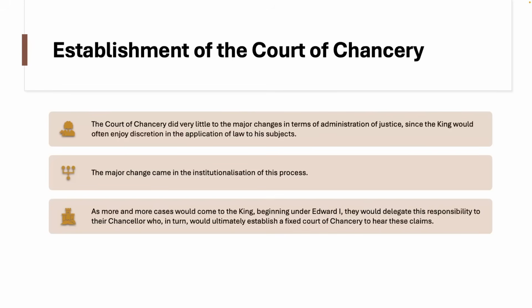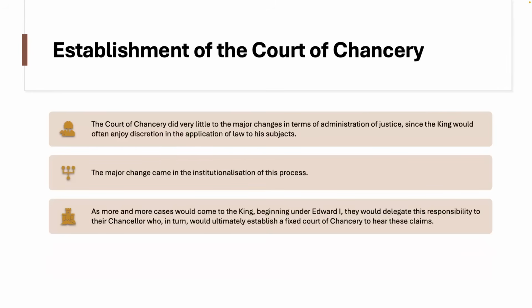Essentially, as more and more cases would come to the king, the king themselves, who at the time was Edward I, would have to delegate this responsibility to their chancellor. Because there were so many cases, of course, the king couldn't see and decide on all of these cases. So he delegated that responsibility, or some of it, to his chancellor. And his chancellor, in turn, would establish a fixed court, the Court of Chancery, to hear these claims.